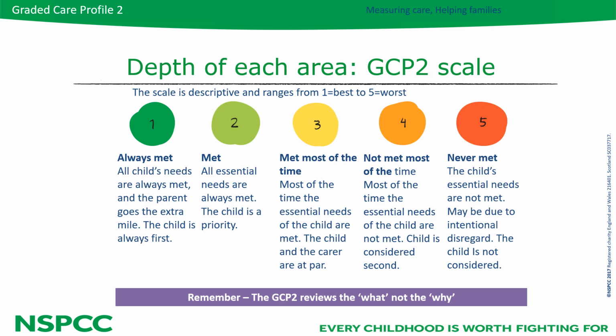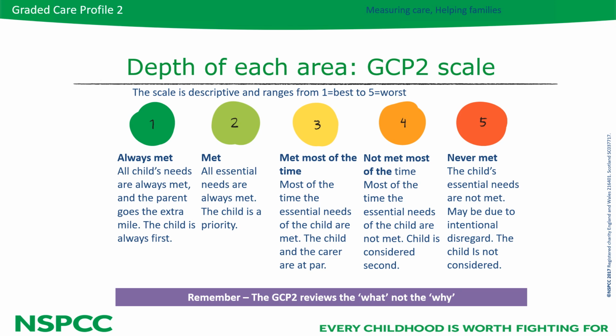And this could be due to a number of factors. It could be exhaustion, or it could be the intentional disregard from parents and carers for the child or young person's needs. And that really needs to be thought about when you're thinking about your reporting. What is it that makes this a 5? What evidence have I got? And is this intentional, or does the parent or carer honestly not know how to meet this need?